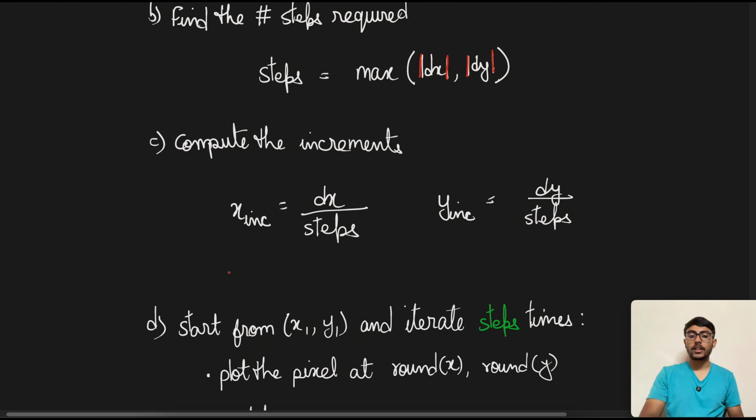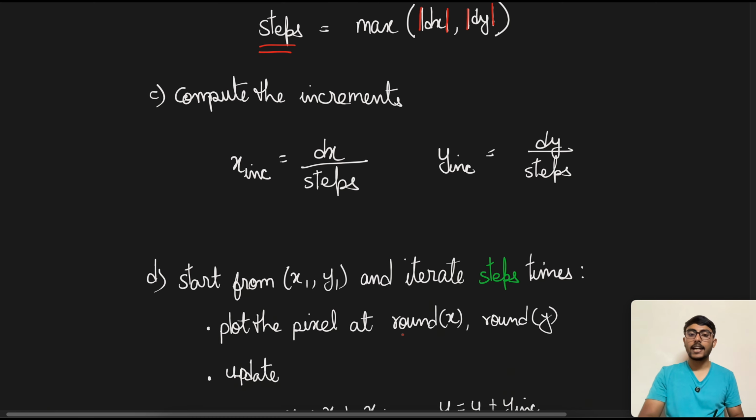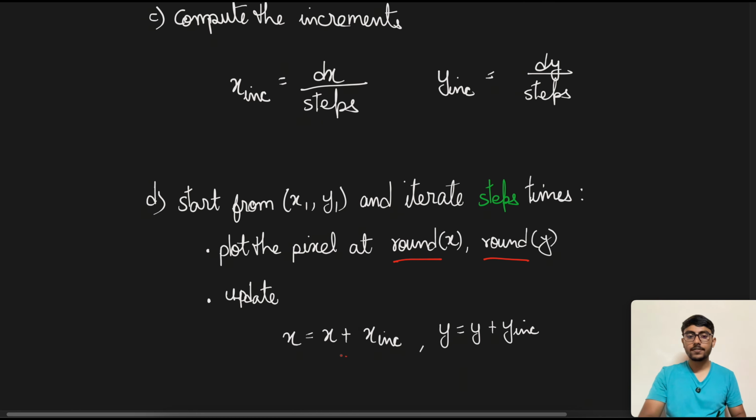So then we start from x1, y1 and iterate step times. This is a particular number, how many times we need to iterate. We plot the pixel at round x and round y, because we know that we cannot plot fractional pixels. We update this and the cycle repeats itself. Now, as you can see, this is a plus sign, indicating that the y and x increments can be either positive or negative. There is no absolute marking here indicating the same.